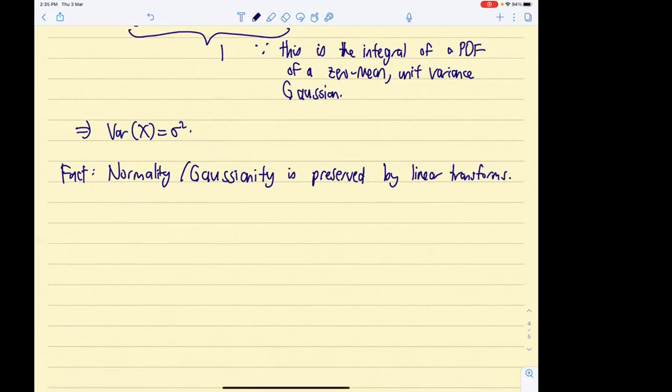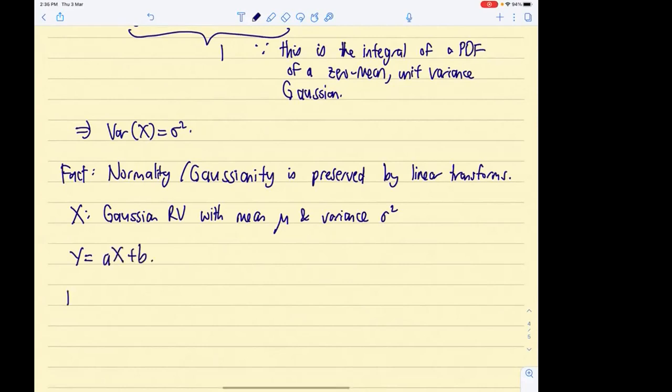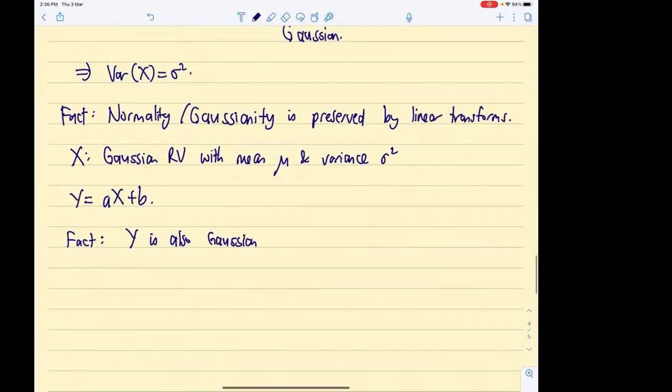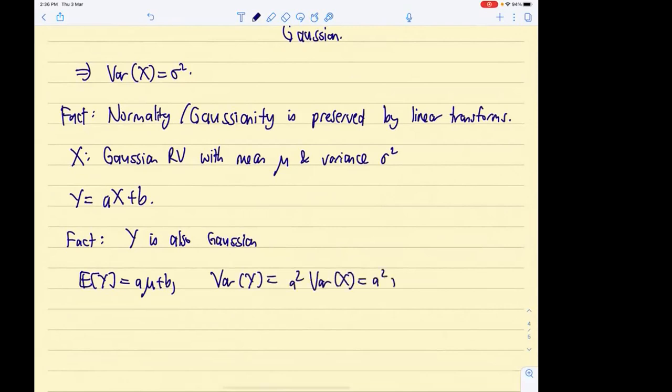Okay. So what are we trying to say here? Let X be a Gaussian random variable with two parameters, with mean mu and variance sigma squared. Now we create a new random variable Y, which is AX plus B. Then the fact says that Y is also Gaussian. And furthermore, the mean of Y is equal to A mu plus B, and the variance of Y is equal to A squared variance of X, which is A squared sigma squared.